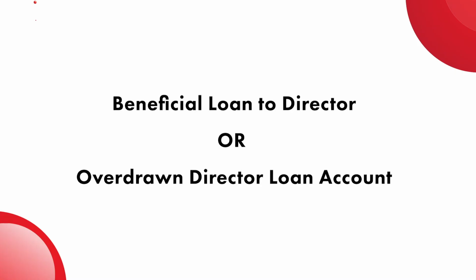So what exactly is a director loan and how does it work? If you as a director take a loan from your company, that is, you borrow money from your own company and transfer it into your personal bank account for your own use, then this is in effect a loan to director. Your company records an asset, in other words, money it is owed, and you, the director, become liable for this amount. In accounting terminology, this sometimes can be referred to as either a beneficial loan to director or even an overdrawn director loan account, depending on circumstances.